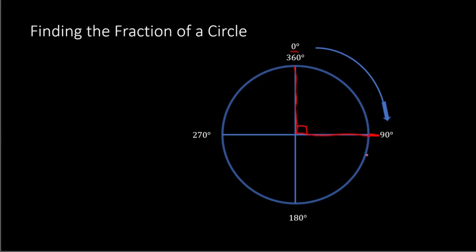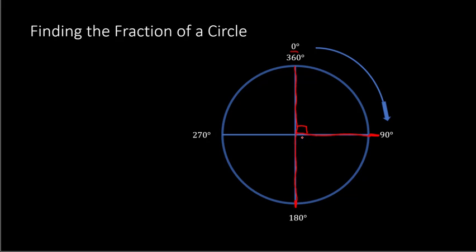We keep going. If we go all the way to here, notice that we've created a straight line from the top to the bottom. This straight line has 180 degrees. So if you rotate around the circle, starting at the top, and you go around to the bottom, that is 180 degrees of a circle.